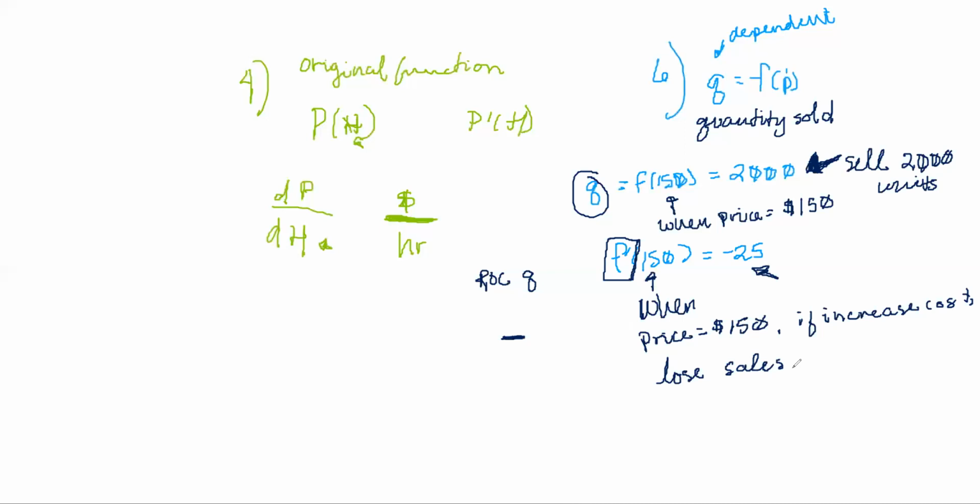Personally, I would have disregarded the whole F of P from this problem. I would have written the problem a lot more like this. Yada, yada, yada. And then I would say that the quantity when something costs $150 is 2,000, and the rate of change of the quantity is negative 25.